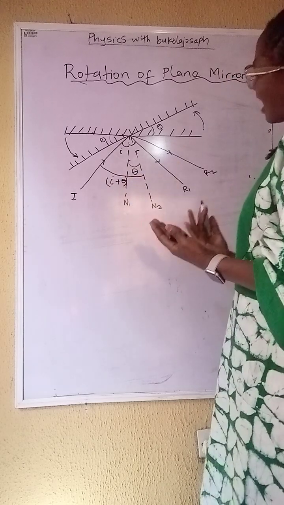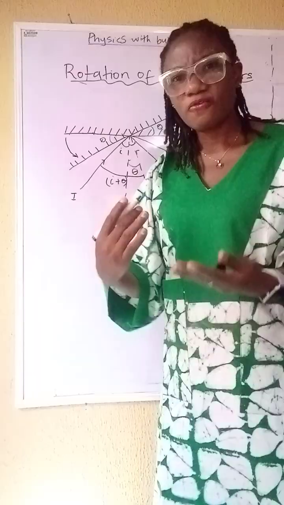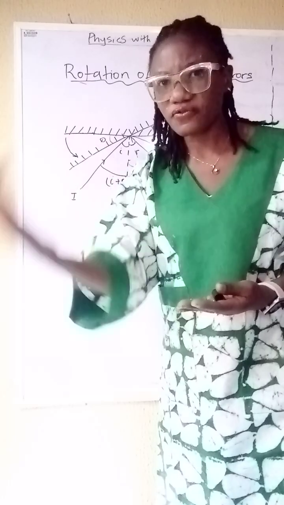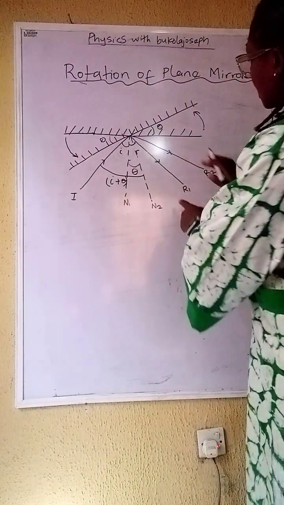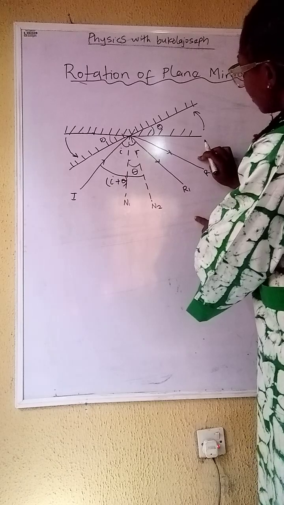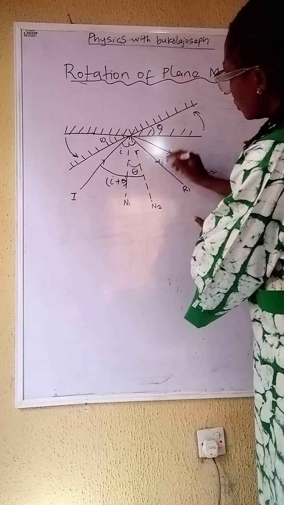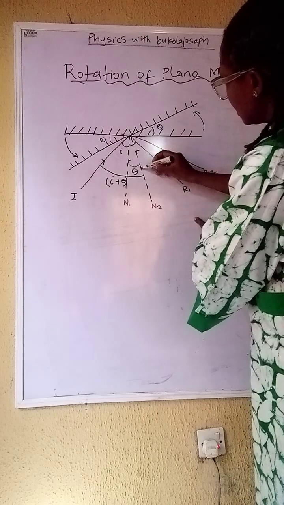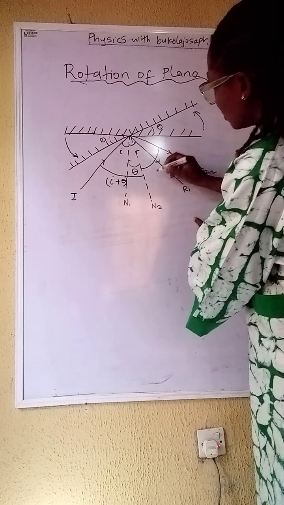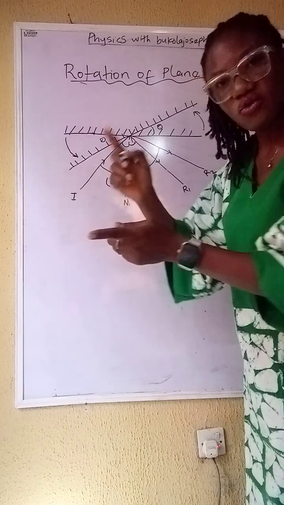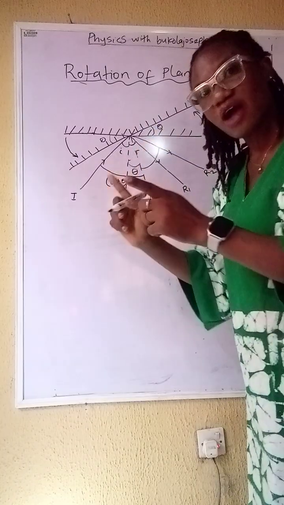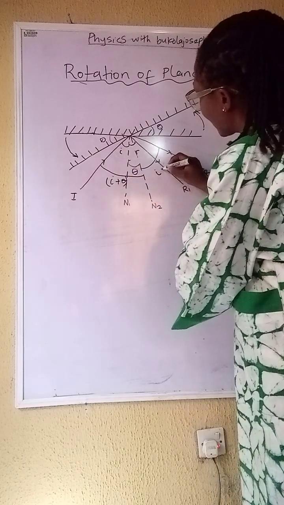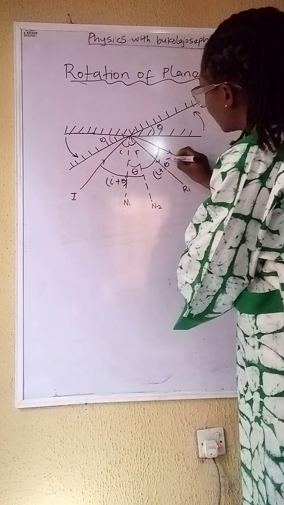How about the angle of reflection after rotation? It's going to be the angle between R2 and N2. Of course, the law of reflection says that the angle of incidence is equal to the angle of reflection. Since we know this to be I plus theta, it means the angle of reflection becomes I plus theta too.